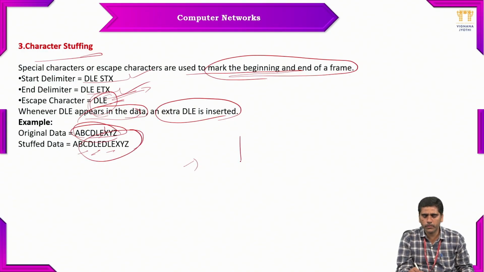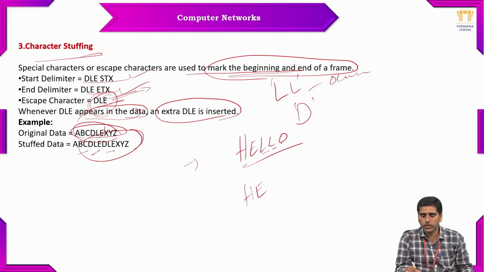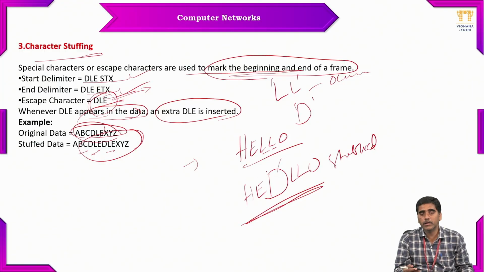Suppose take an example. Hello is one message. Wherever the L occurs, there I want to stuff the data with the D. So here the LL will occur, and now I can stuff the D in front of LL. So this is the stuffed data. We can use the starting delimiter and ending delimiter for stuffing this data. So this is the way characters will be stuffed.